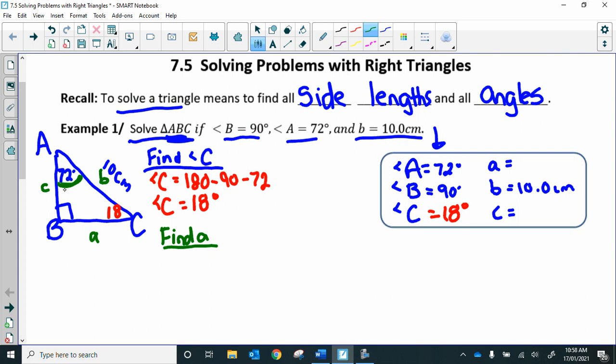That's just in case I make a mistake with angle C. If I kind of did my subtraction wrong or entered it wrong in the calculator, you don't want all your other questions to be wrong as well. So I'm just going to go ahead and use what I was given.